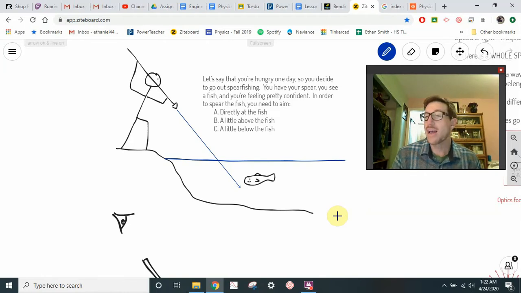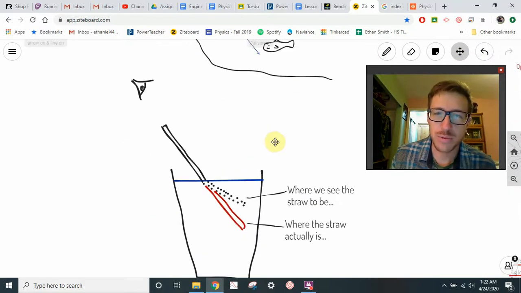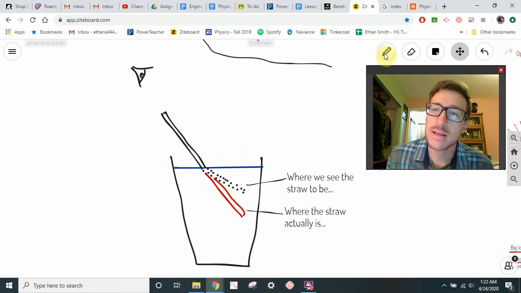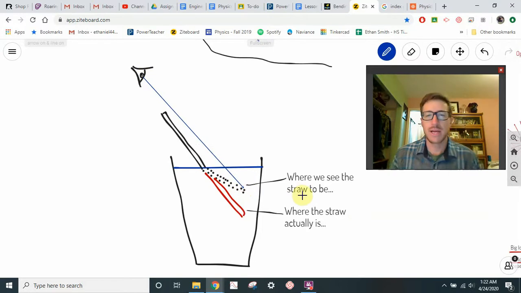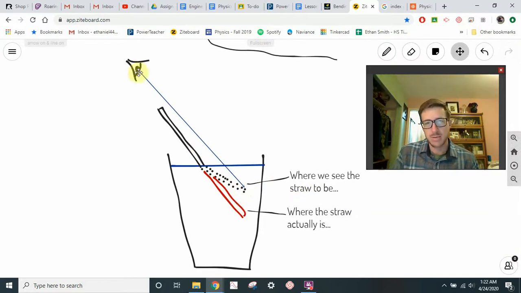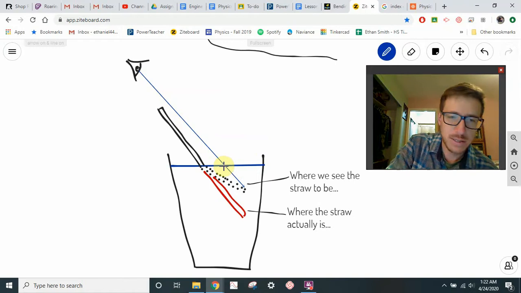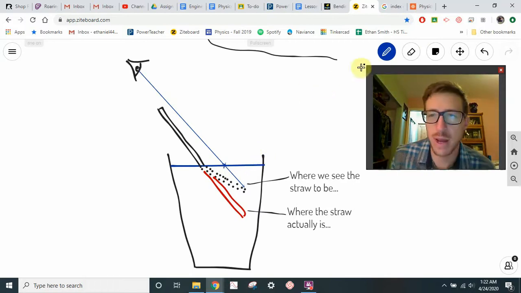Now, why is this? What's actually going on here? Well, if we think of what we know with ray diagrams and how our eyes see where things are, if I'm looking here and I'm seeing the end of the straw right here, that is the line that my eye is actually following. It is seeing this point on the surface as being where the straw is on the surface of that water.